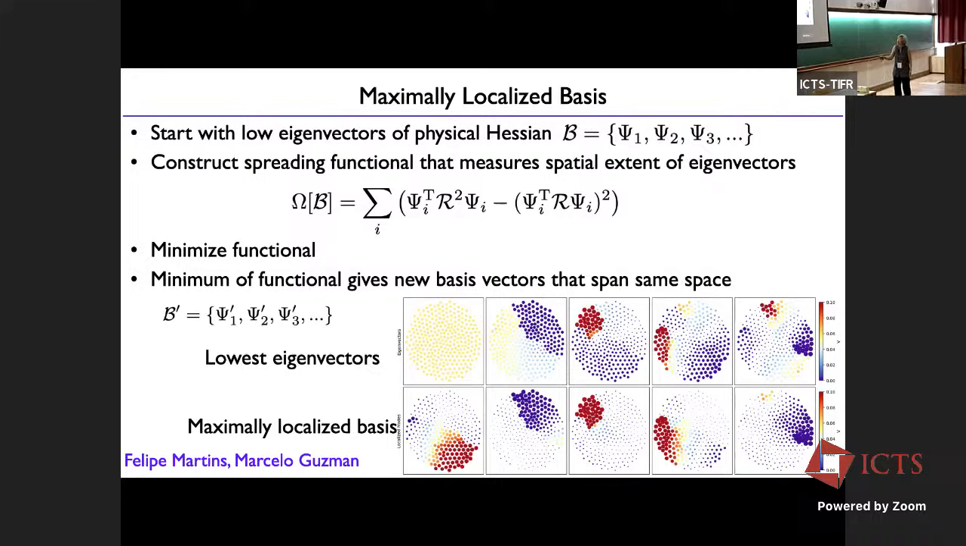So here's your original basis. I start out with just these 5 eigenvectors. This is the uniform translational one, just changing all the voltages up and down, and then these are the next 4 non-trivial ones. You take these, you form the maximally localized basis, and you get these. You get sectors appearing, in fact, in these maximally localized eigenvectors.